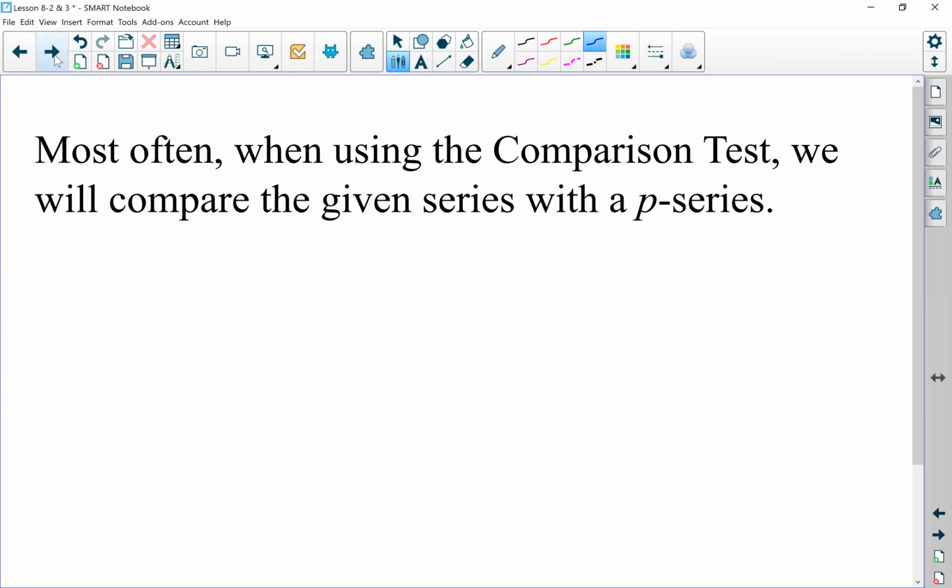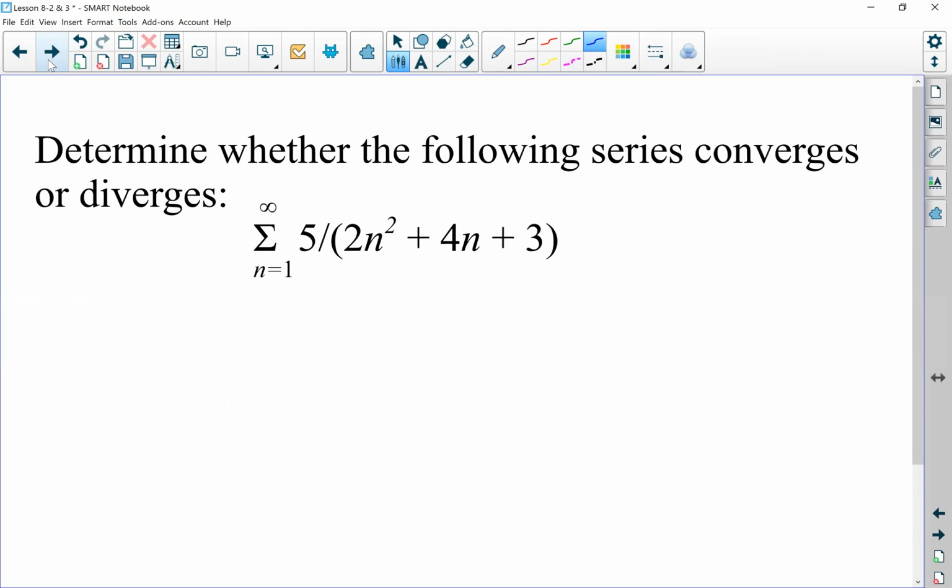So usually when we use the comparison test, we want to compare the given series with a p-series. So determine whether the following series converges or diverges. We have the series n goes from 1 to infinity of 5 over 2n squared plus 4n plus 3.